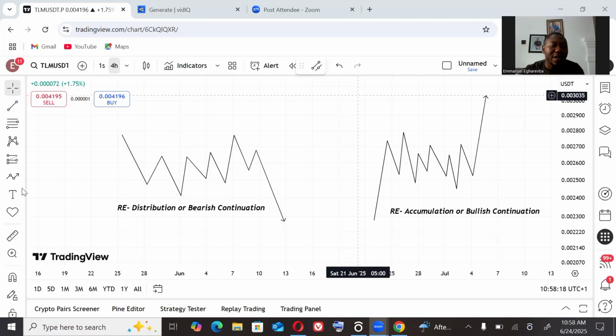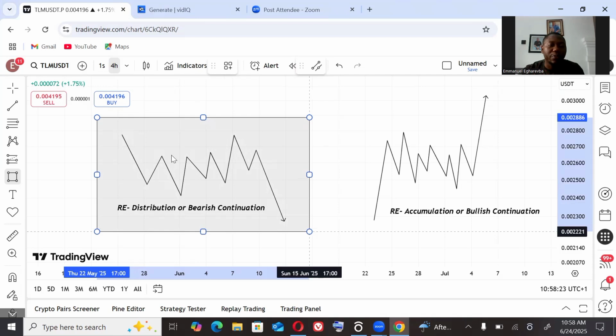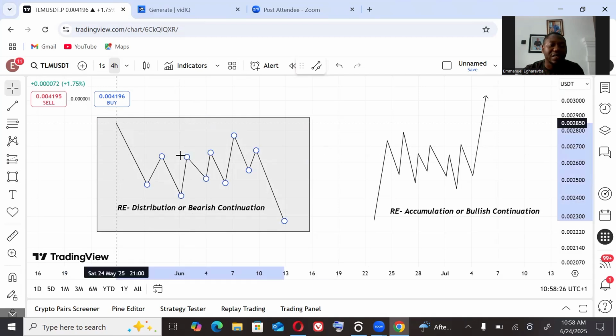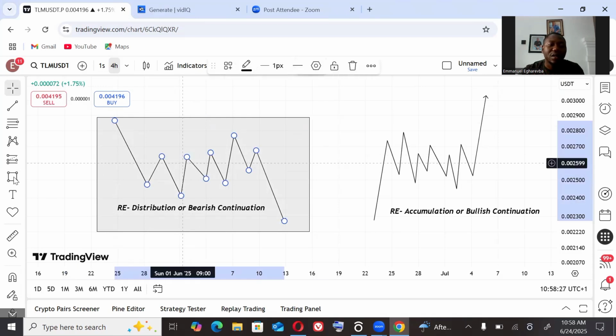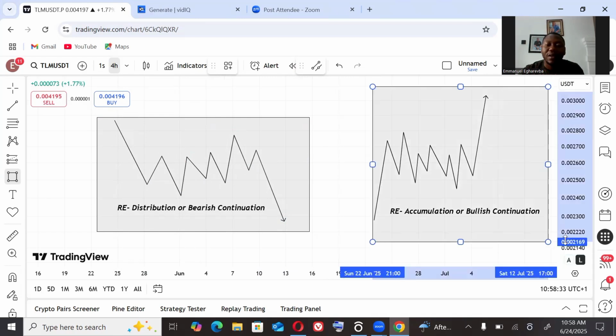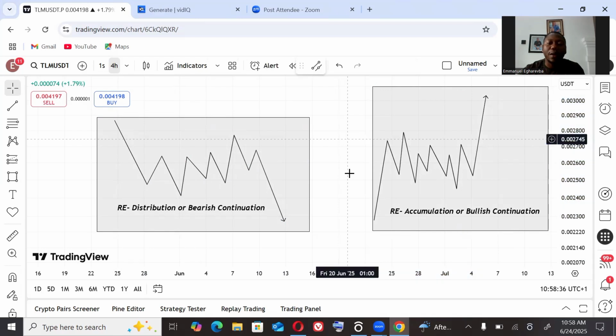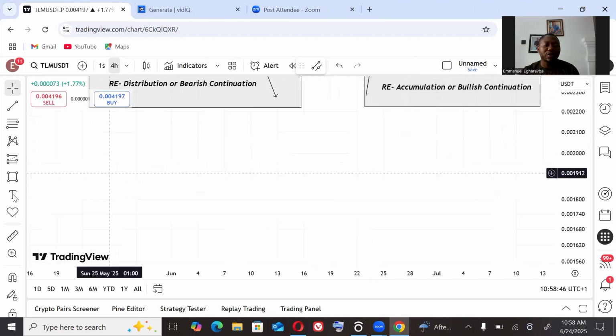Right here on the left, we have a redistribution model, meaning price is already in a downtrend and it's about to sell further. And on the right side of it, we have a reaccumulation model. Now, listen, guys, the first thing you want to position yourself for is knowing how to draw your trading range. Your trading range.